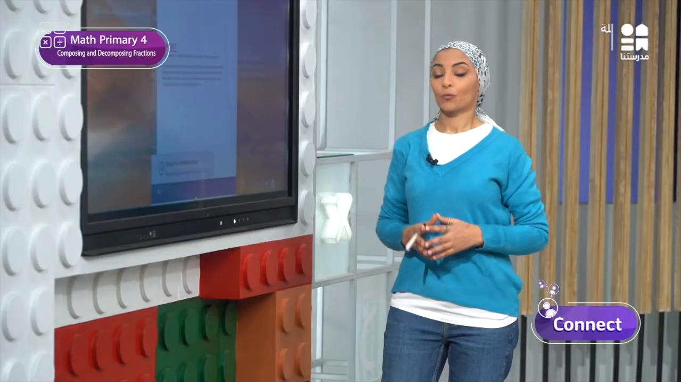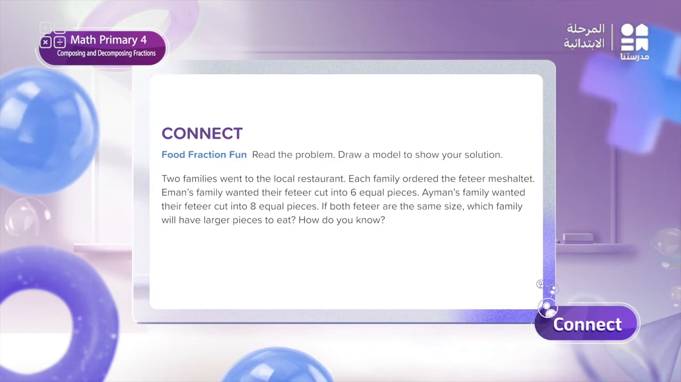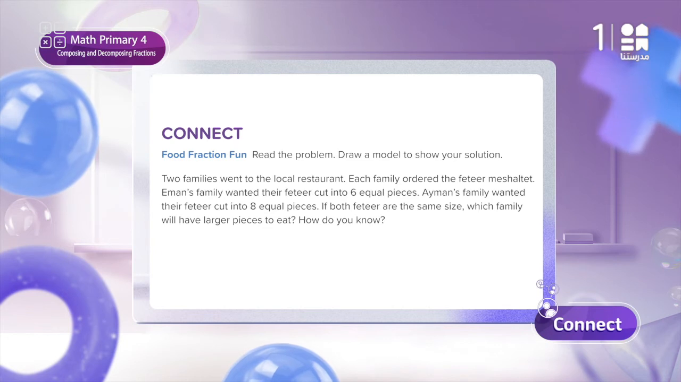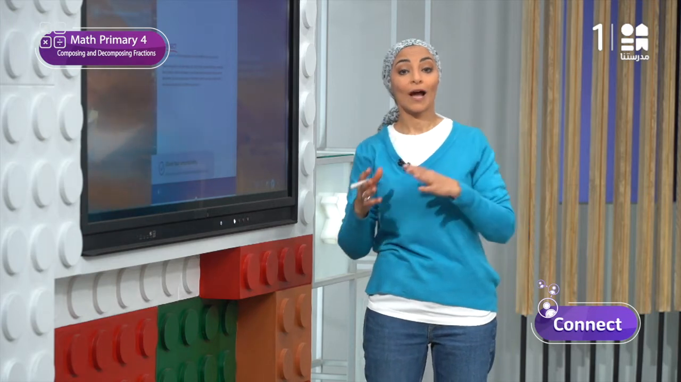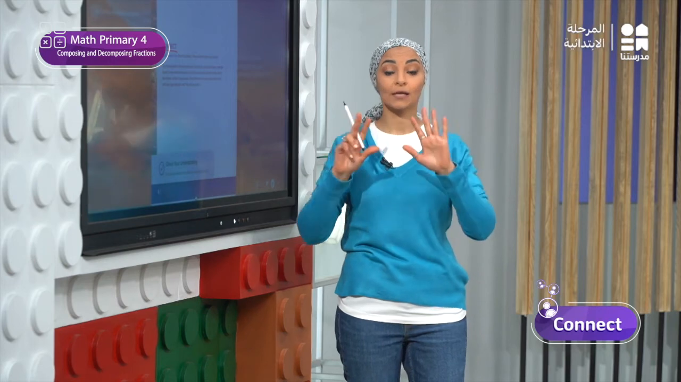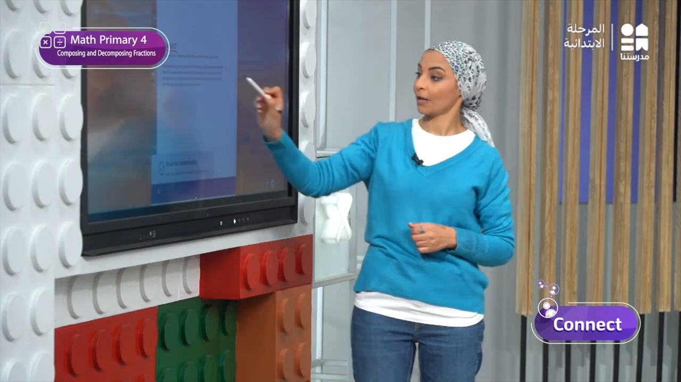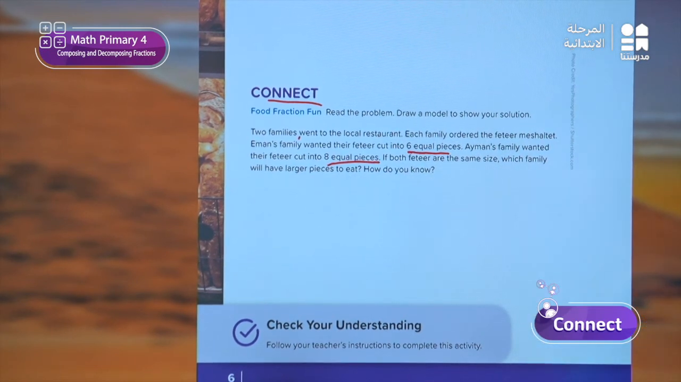طيب Connect part بتقول لي ايه؟ بتقول لي دلوقتي we have 2 families went to a restaurant. Okay, 2 families went to a restaurant. Each family ordered فطير. إيمان's family want their فطير. إيمان قالت أنا عايزة الفطير بتاعي cut into 6 equal pieces. وأيمن's family قالوا إحنا عايزين الفطير بتاعنا cut into 8 equal pieces. يعني إيمان طلبت 6 equal pieces وأيمن طلب 8 equal pieces.